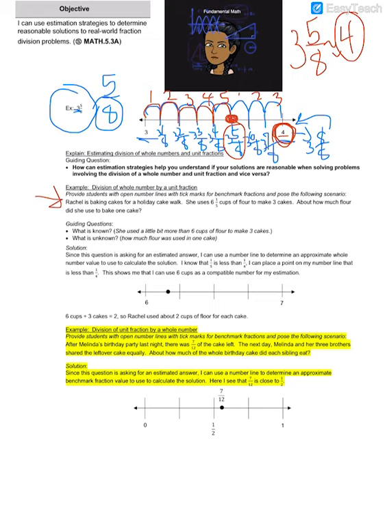So your example says, Rachel is baking cakes for a holiday cake walk. She uses 6 1/5 cups of flour to make 3 cakes. So we have 6 1/5 and then 3. About how much flour did she use to bake 1 cake? This word "about" lets me know that I'm going to be estimating. So again, pause your video. I want you to estimate 6 1/5 using the strategy that I just demonstrated above. So let's go ahead and estimate 6 1/5, see what it's closest to.